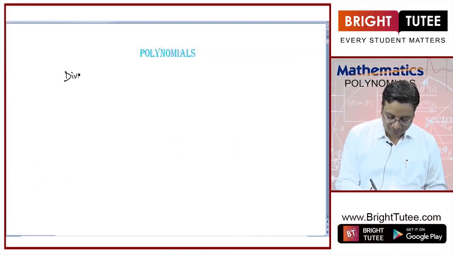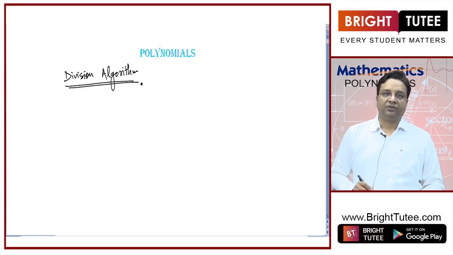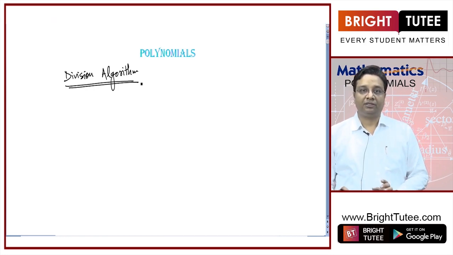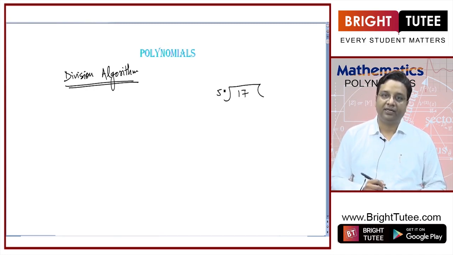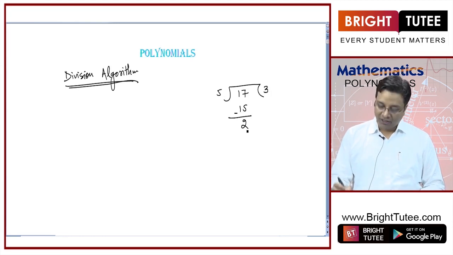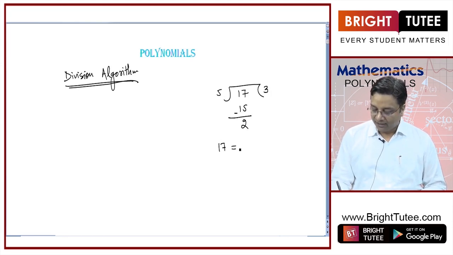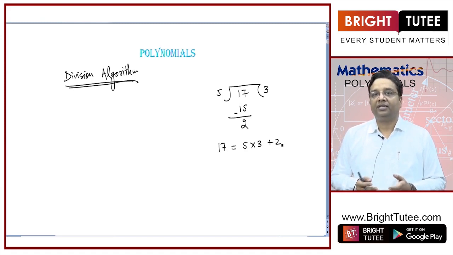Division algorithm in polynomials. First of all, you must be comfortable with real numbers, right? So, let us say there is a real number, let's take 17 and I divide it by 5. How will the division work? I will take 3 here, 15, and then subtract and write 2 here. So, if I want to write 17, I can write it as 5 into 3 plus 2. This was how division works in real numbers.